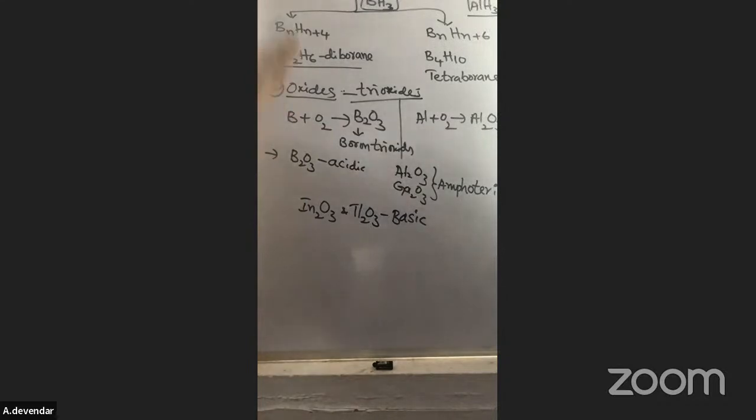There is a chance of questions such as: what is the nature of boron trioxide, what is the nature of aluminum trioxide, what is the nature of gallium trioxide? Mostly they will concentrate on boron and aluminum, not other elements. Oxides of this group 13 element: boron trioxide is acidic in nature, but aluminum trioxide is amphoteric in nature. Please keep that in mind. Now, these are the important properties of hydrides and oxides.